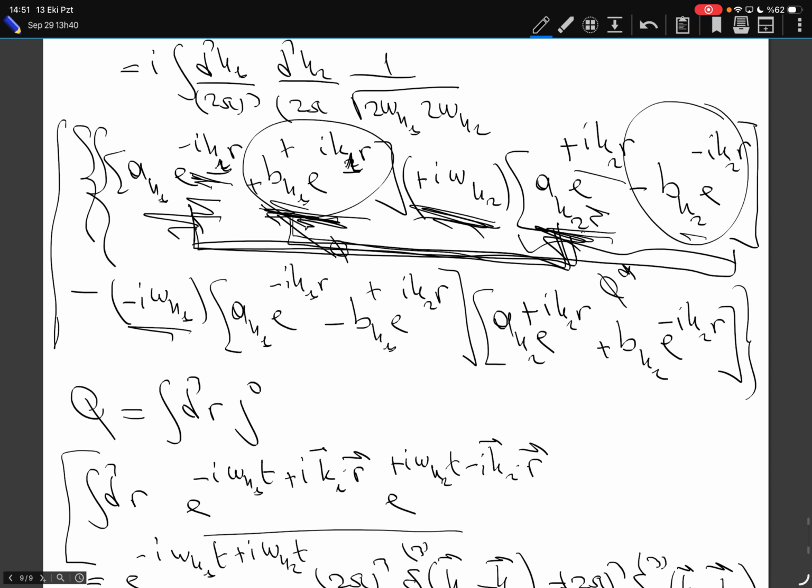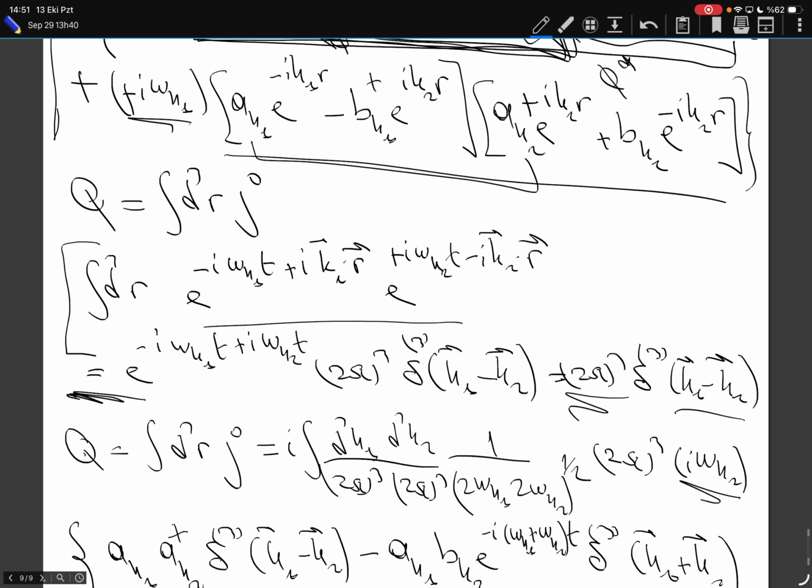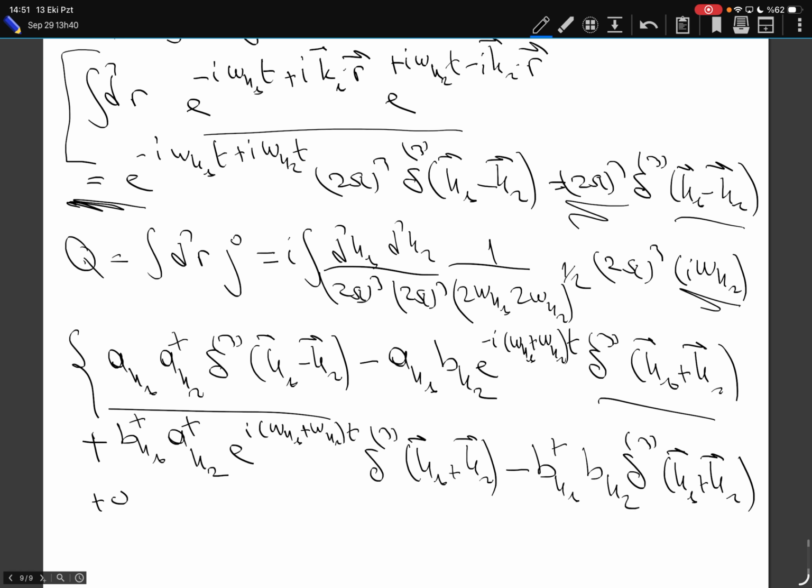Now let's look at the second line. Well, there is this minus sign, and this minus sign makes the plus. I already took out that i omega k1 out, so I'm just left with these terms. Well, if I just multiply the first terms, I will get k1 plus k2 or k1 minus?